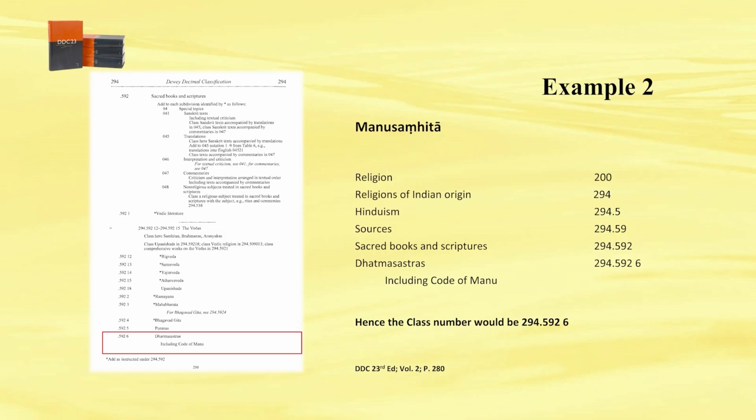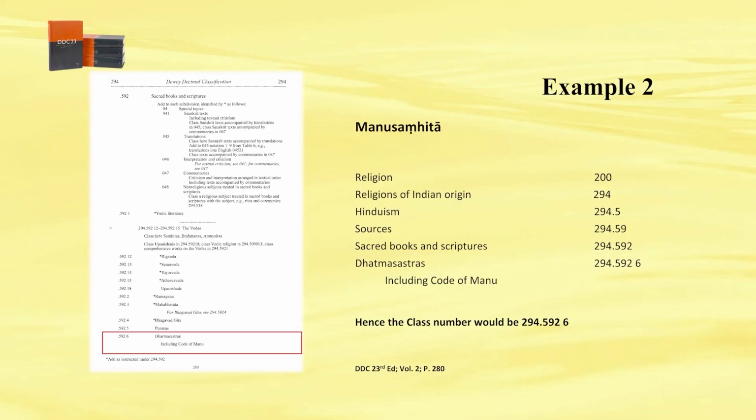Under 290, the 294 is for religions of Indian origin. If you go to around page number 279 or 280 in volume 2, you can find the number 294, that is the religions of Indian origin. Under it, 294.5 is for Hinduism.